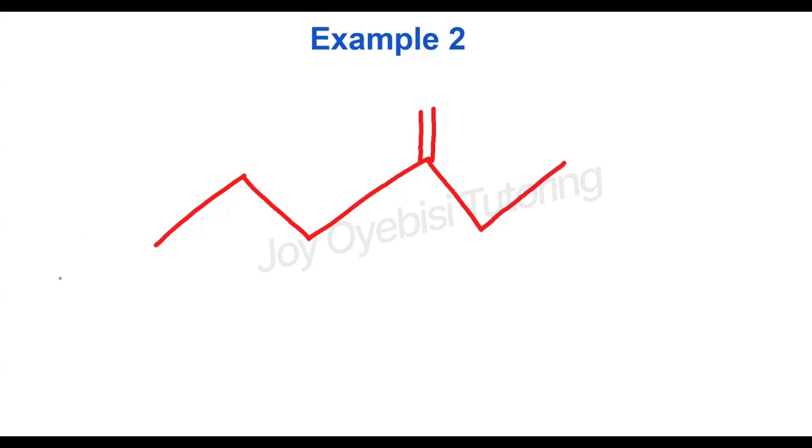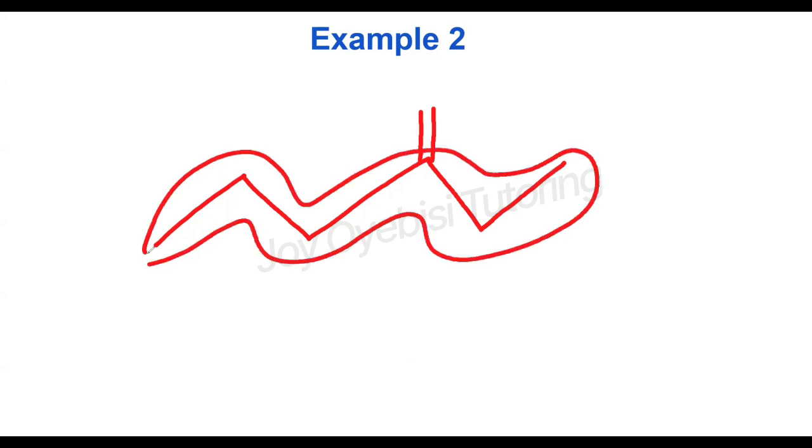For the second example, we were given this alkene to name. First thing is to identify your longest carbon chain that includes the alkene. Now, if you look at this compound, the longest carbon chain is actually all the way to this, okay? But that does not include all the alkene. It only includes one part of the alkene, which is 1 carbon. So that cannot be our longest chain for this particular compound.